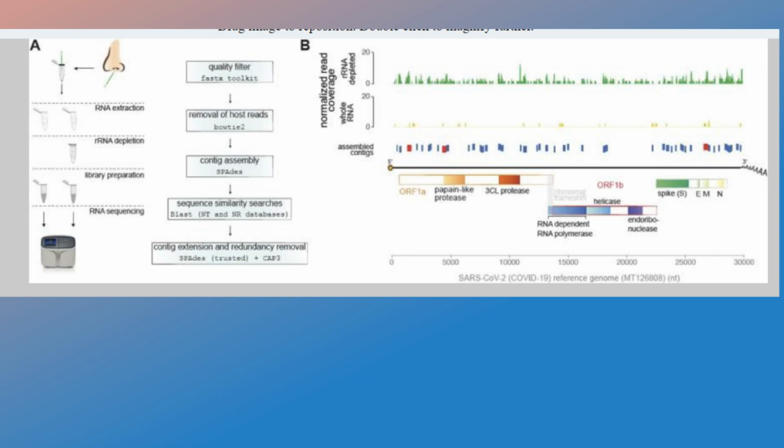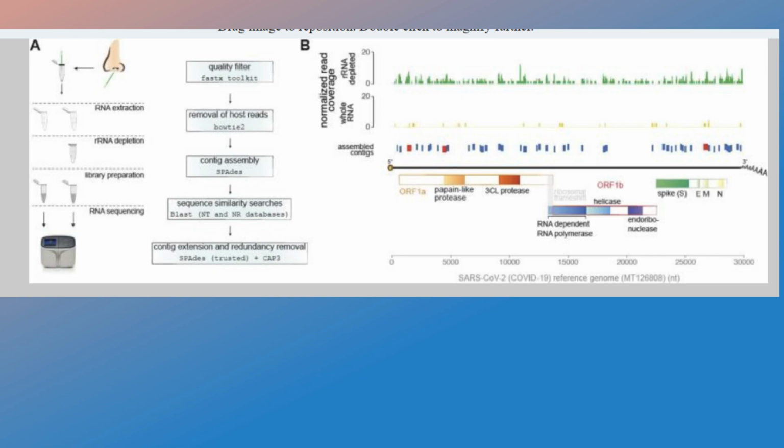Then they went through and did a quality filter. They removed the host reads, so any human reads. They did a contig assembly, so anything that was partially together, they put everything together. They did a sequence similarity search in BLAST, and they sent it out to another company. And they did the contig extension and redundancy removal.